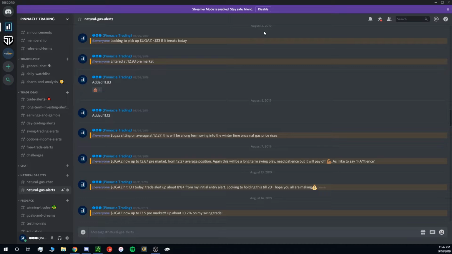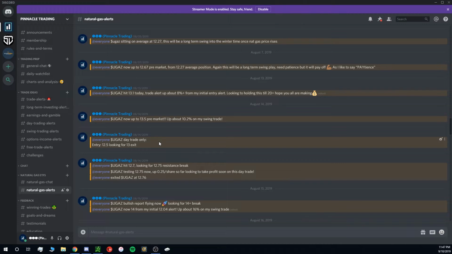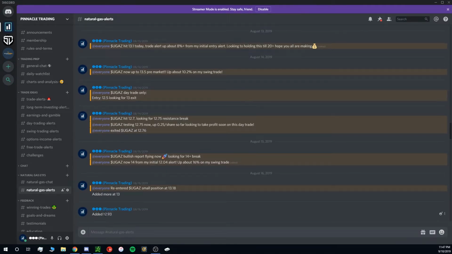August 2nd was my initial alert on this, looking for it to break below 13, so I entered at 12.93, initial entry right there. What happened? It fell a little bit more, all the way down to the 11s. I added a ton more, and then it came back up again and I added more to my position. From there on, I was pretty much full in. This was in my small trading account, so I went all in on this trade. I saw a solid setup, and from there on it kept going up and up after every report.